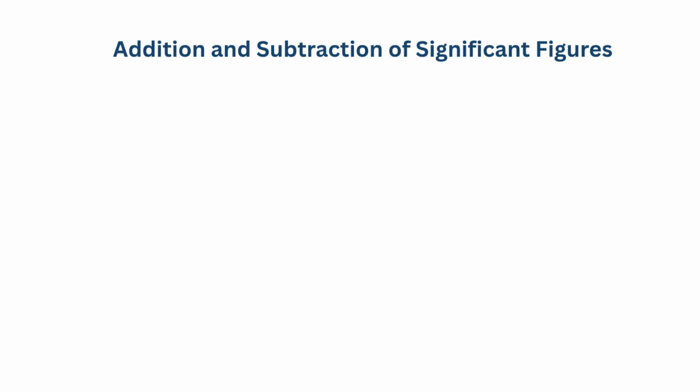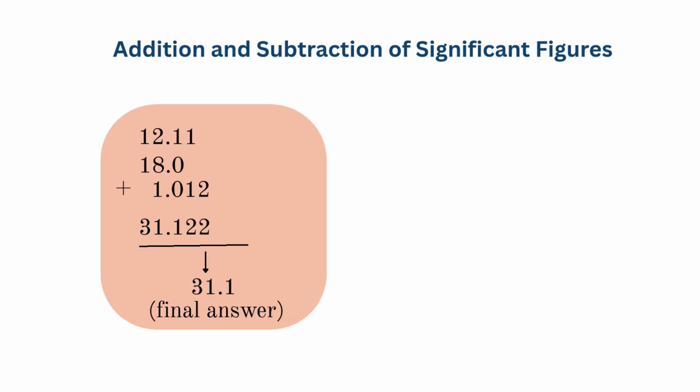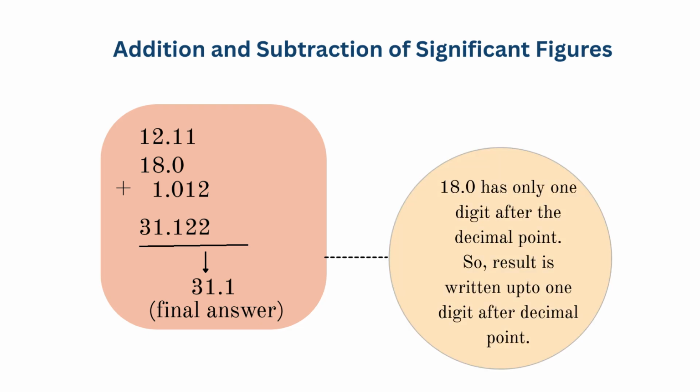Now, addition and subtraction of significant figures. When adding or subtracting measurements, the final answer cannot have more decimal places than the least precise measurement. Now look at the numbers given. Here you have to add 3 numbers, 12.11, 18.0 and 1.012. Now 18.0 has only 1 digit after the decimal point. So the result is written up to 1 digit after the decimal point. So even if the answer is 31.122, the final answer will be 31.1.